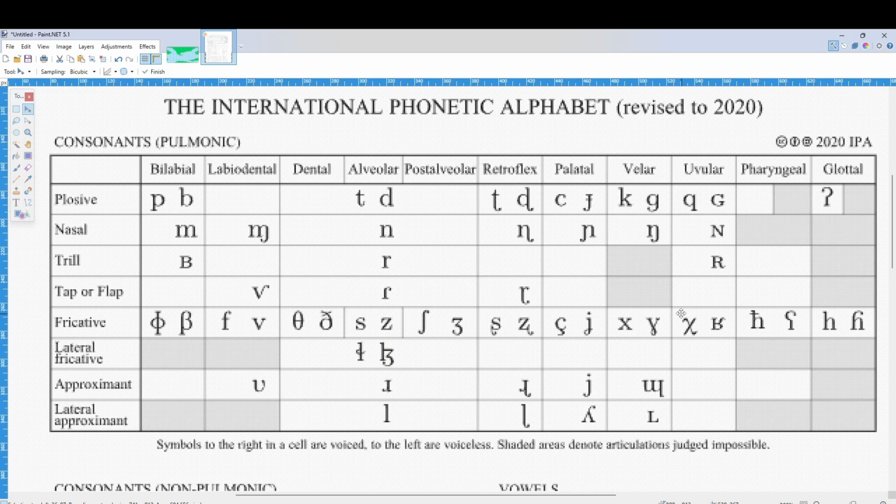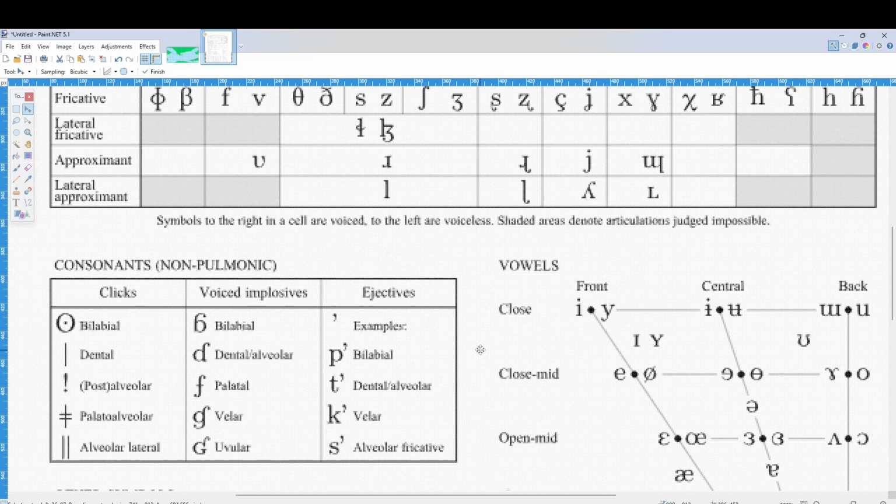P, b, t, d, ta, da, kya, ya, ka, ga, ma, na, nya, nga, pla, ra, va, ada, fa, va, sa, za, sha, ya, ha, sha, la, ra, ya. I don't know how to do the approximant. La, la, ya, la. All right.